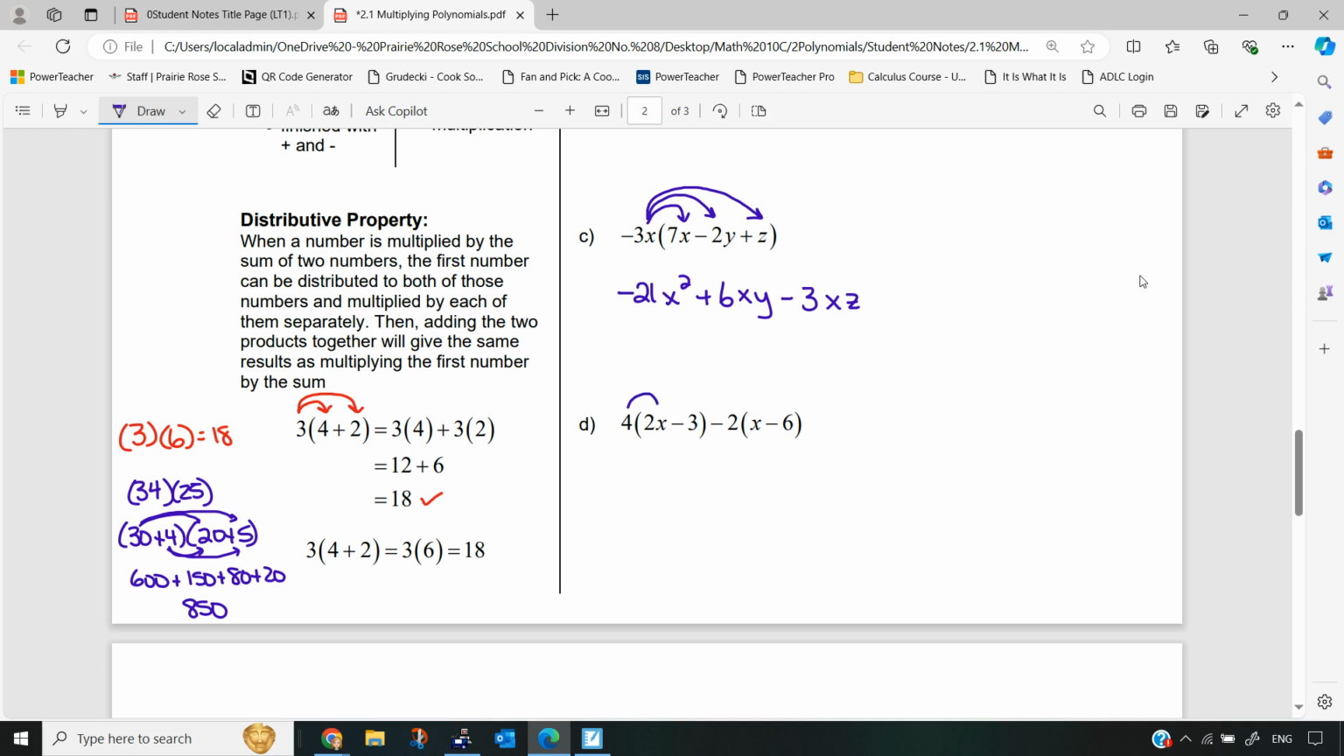So 4 times 2x is 8x. 4 times negative 3 is negative 12. Negative 2 times x is negative 2x. And negative 2 times negative 6 is positive 12. Now I can combine like terms. So 8x minus 2x is 6x. And negative 12 plus 12 is 0.